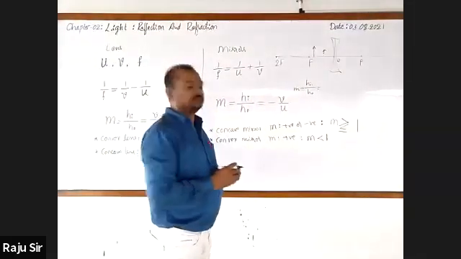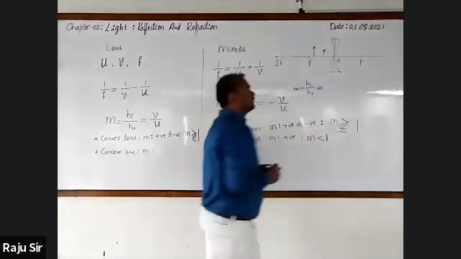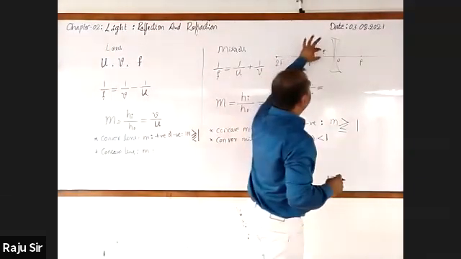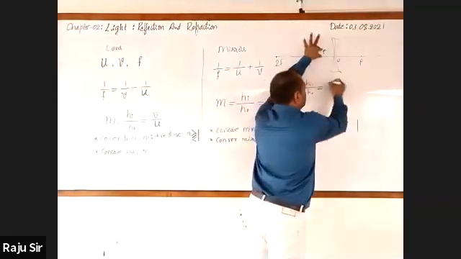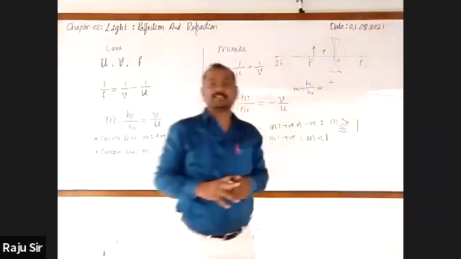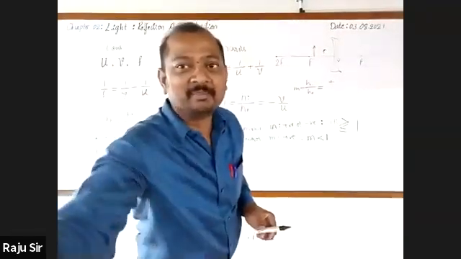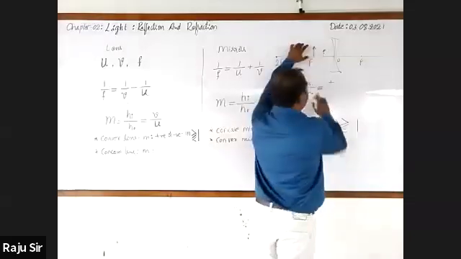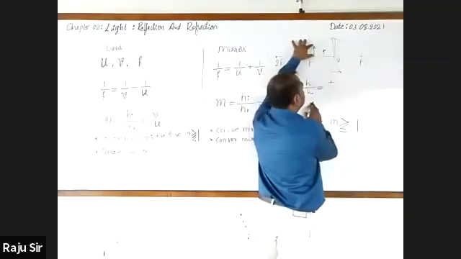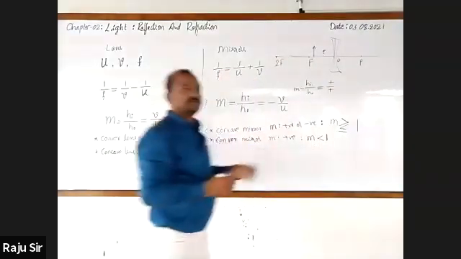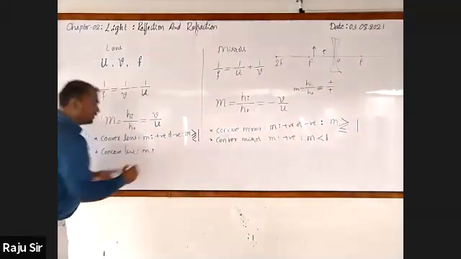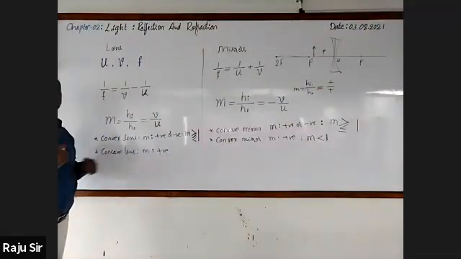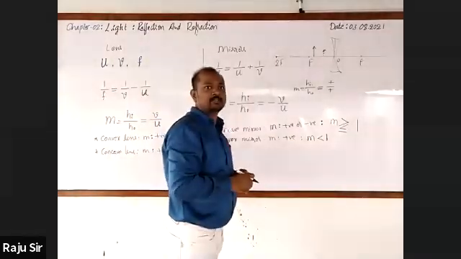Please do concentrate. Magnification is height of the image over height of the object. Height of the image, positive or negative? Positive. It is formed above the principal axis. Next, height of the object. Positive. Positive by positive, positive. Magnification is always positive with respect to concave. But we should always consider other positions as well.